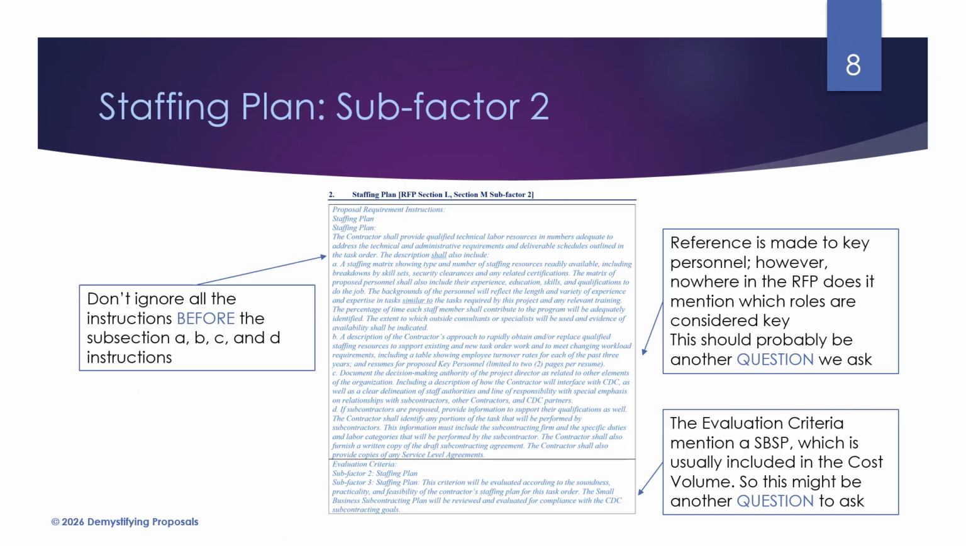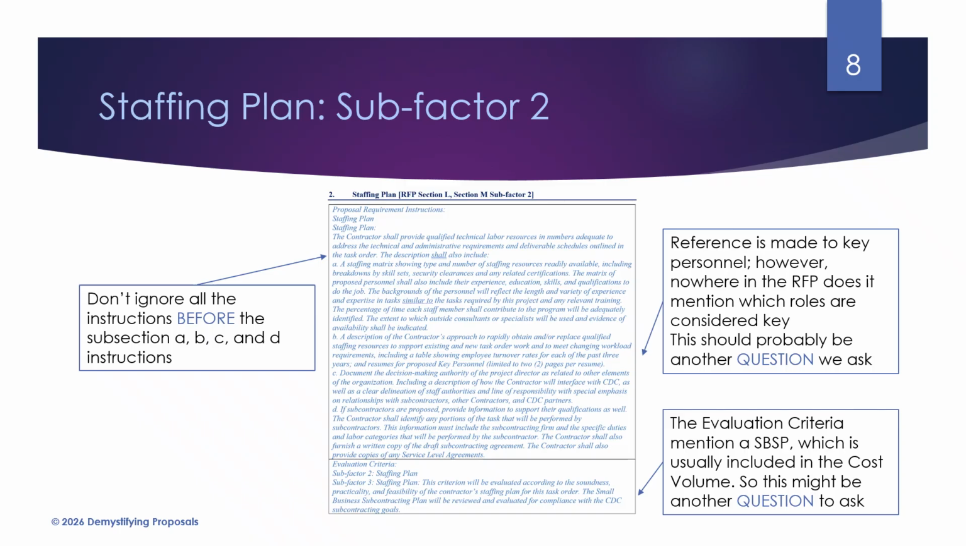And references made to the key personnel, and providing references for the key personnel. However, nowhere in the RFP does it mention which roles are considered key. So that might be another question that we want to ask. Or we can just make some assumptions based on our firm fixed price pricing as to which roles we're going to make key. Since they don't tell us which roles are key, we can decide for ourselves.